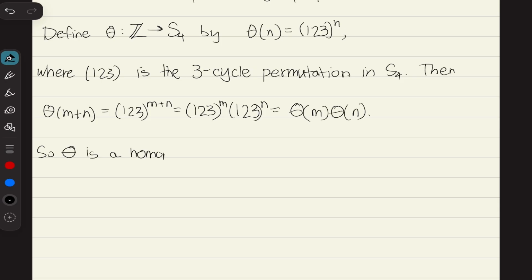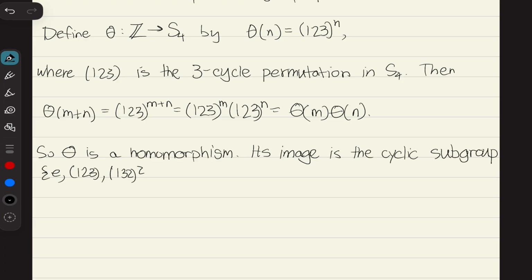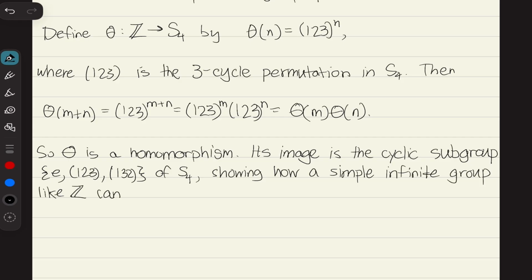This exponentiation works because this forms a cyclic subgroup. So theta is a homomorphism. Its image is a cyclic subgroup {e, (1 2 3), (1 3 2)} of S4, showing how a simple infinite group like Z can map neatly into a finite permutation group.